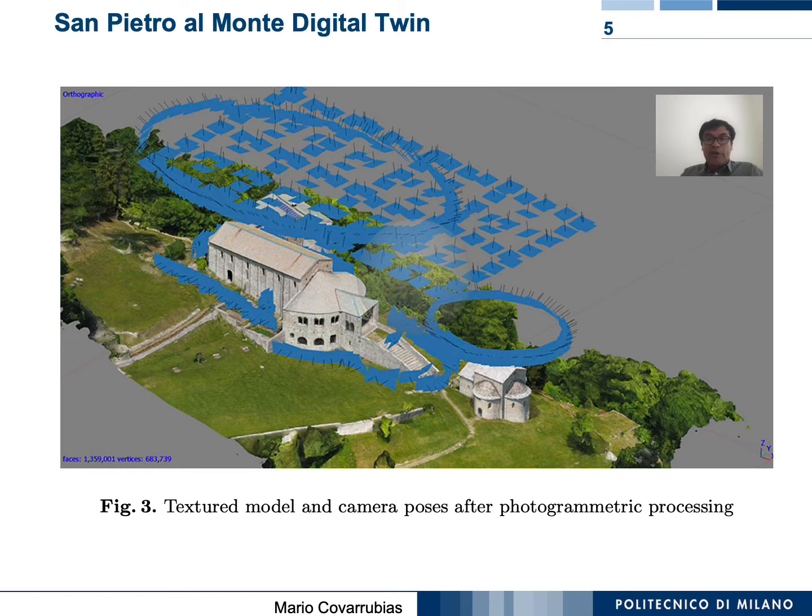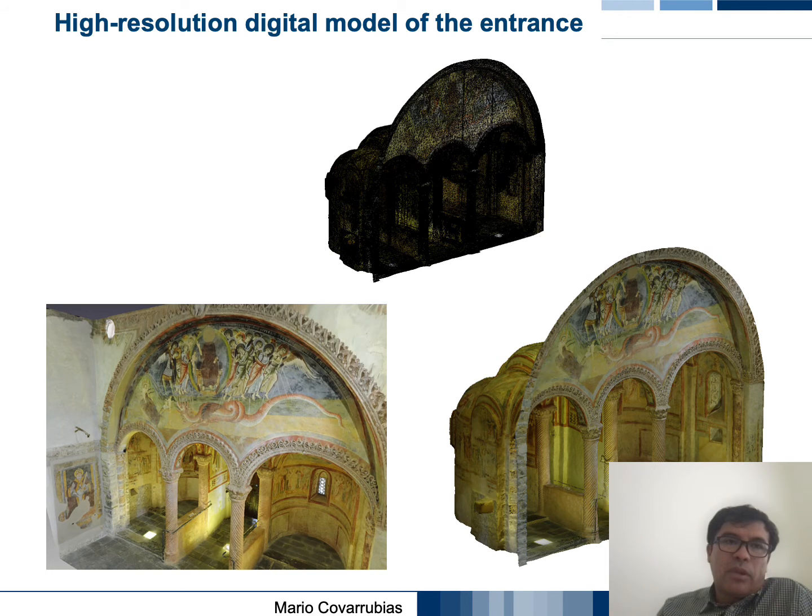Data processing was carried out using Agisoft Metashape, which uses the structure from motion photogrammetric processing workflow, and is capable of generating the 3D model. And the final model consists of a texturized mesh georeferenced using GNSS points, as can be seen in this picture. The high-resolution digital model of the entrance. So, in these pictures, you can see the final results.